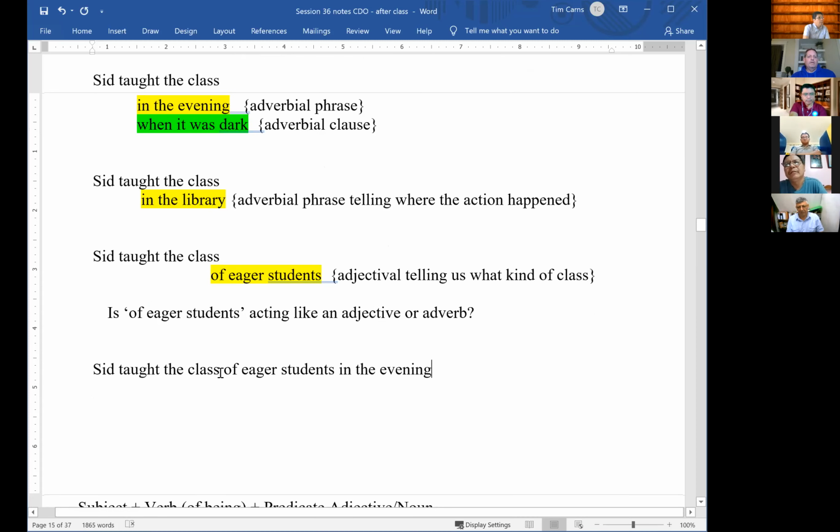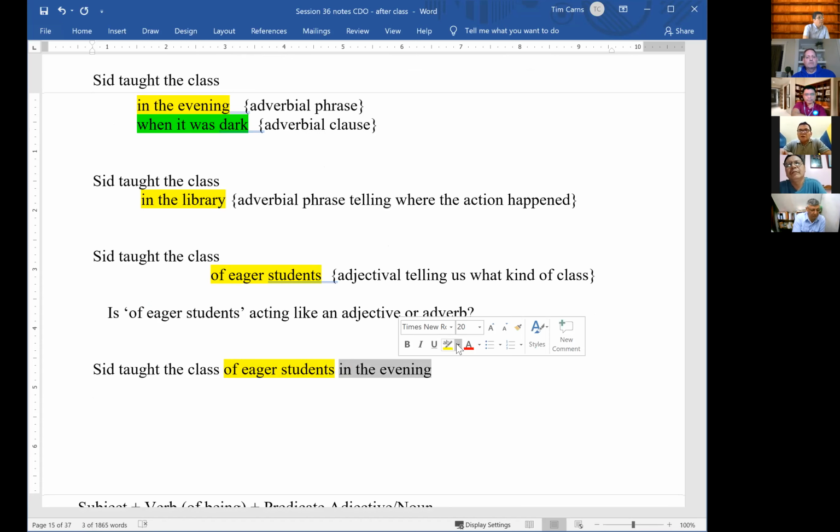Okay. So we have of eager students. That's one phrase we identify. In the evening, that's another phrase. So now we ask a question. We still have the main sentence here. Sid taught the class. Nothing has changed as far as my subject, verb, and object. We already determined of eager students modifies class because it's telling us what kind of class.